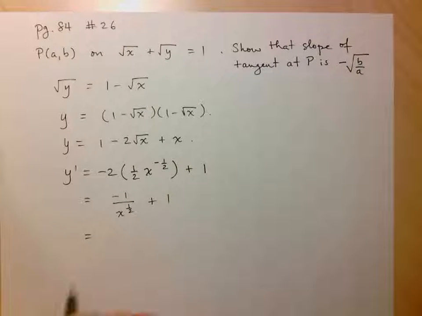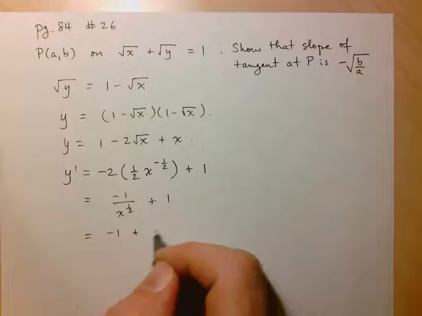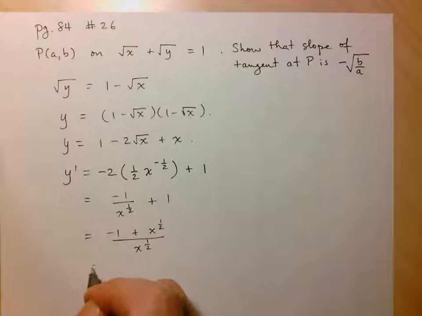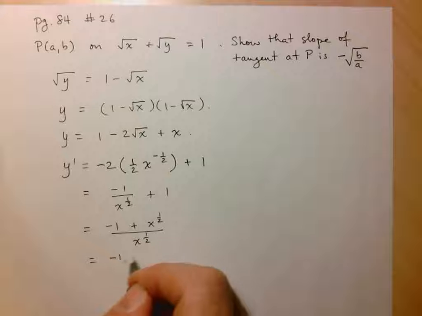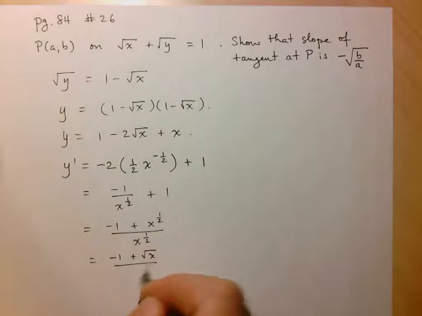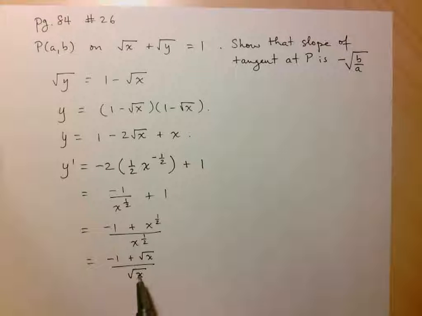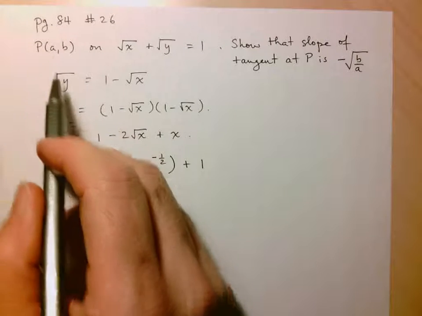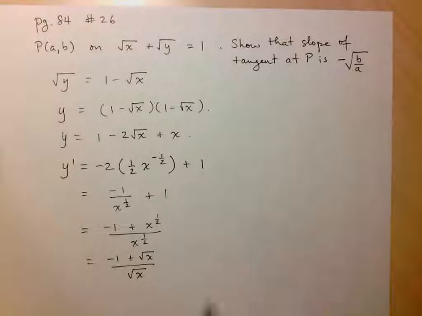Let's bring this to one fraction. The common denominator will be x to the 1/2, so I have negative 1 plus 1 times x to the 1/2, over x to the 1/2. Let's clean this up by putting it in terms of square roots: negative 1 plus root x over root x. Now this looks a little more interesting. Look at what I have in the denominator: root x. If I were to input the x value here, I'd have the square root of a. Look at what I'm trying to show: in the denominator, I've got a square root of a.